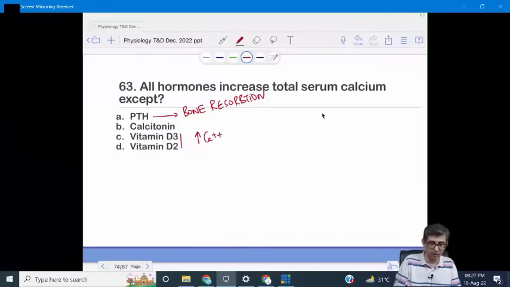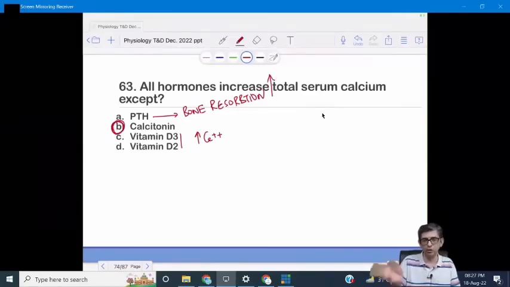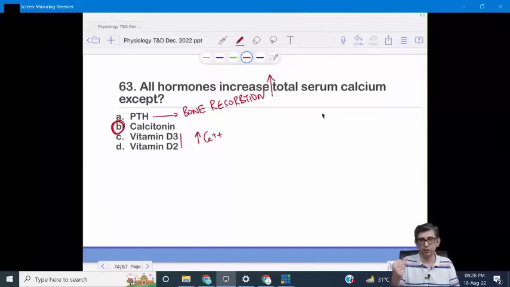Calcitonin is the antagonist hormone. Calcitonin is the antagonist of PTH, so the answer had to be B, because if PTH causes bone resorption, calcitonin will do the opposite. It will rather decrease the total serum calcium. We use calcitonin nasal spray in treatment of hypercalcemia. Calcitonin nasal spray is used in treatment of hypercalcemic crisis. If calcium goes up, becomes 14, becomes 15, then the person can develop systolic arrest of the heart. To prevent that from happening, we give calcitonin nasal spray.